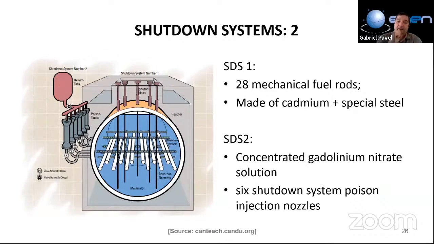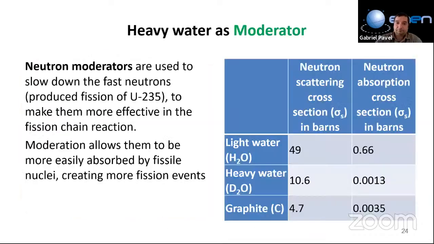So instead of having this small absorption cross-section, you will have a huge increase in the absorption cross-section. But at the same time, you will not have scattering. Neutrons will not be scattered to meet another atom of uranium. So in principle, the fission reaction shuts down. It is shut down.